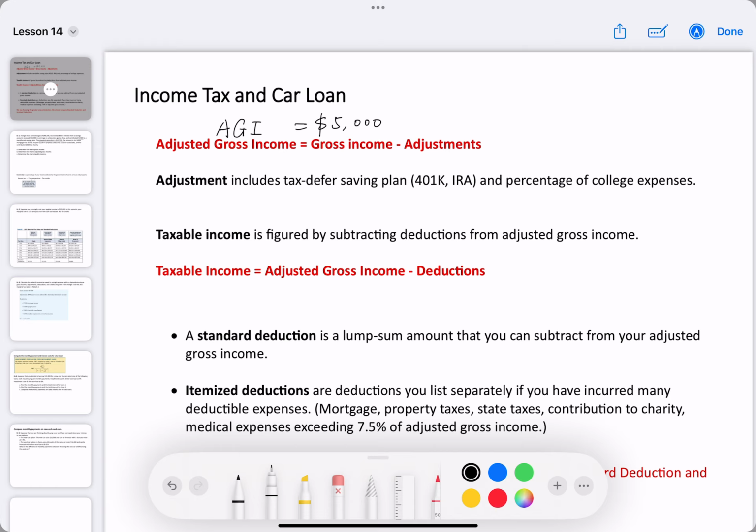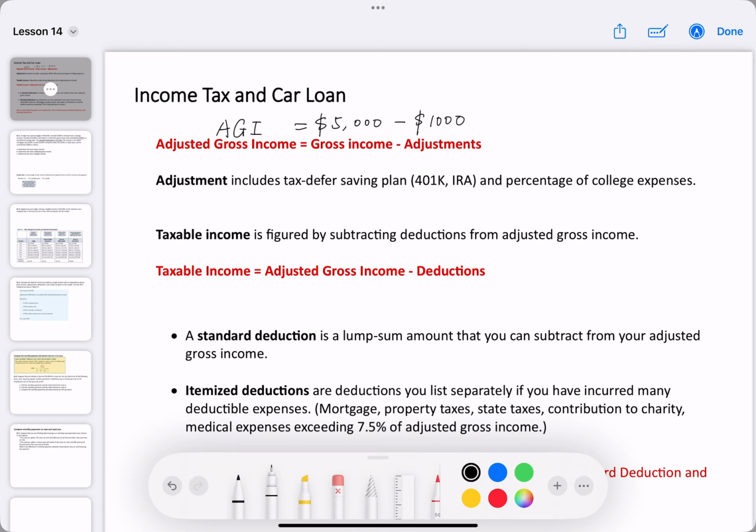It includes tax deferred saving plans, like 401K, IRA, etc., and the percentage of college expense. For example, every month you want to put $1,000 in your 401K to save it. When you're retired, you can use or get the money from this account. So this amount of money you don't have to pay tax. So adjusted gross income is 5,000 minus 1,000, which is $4,000.